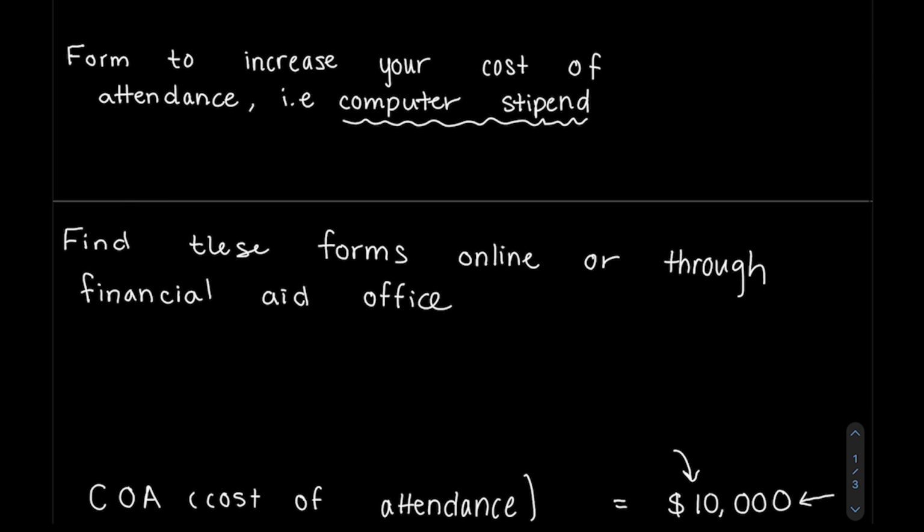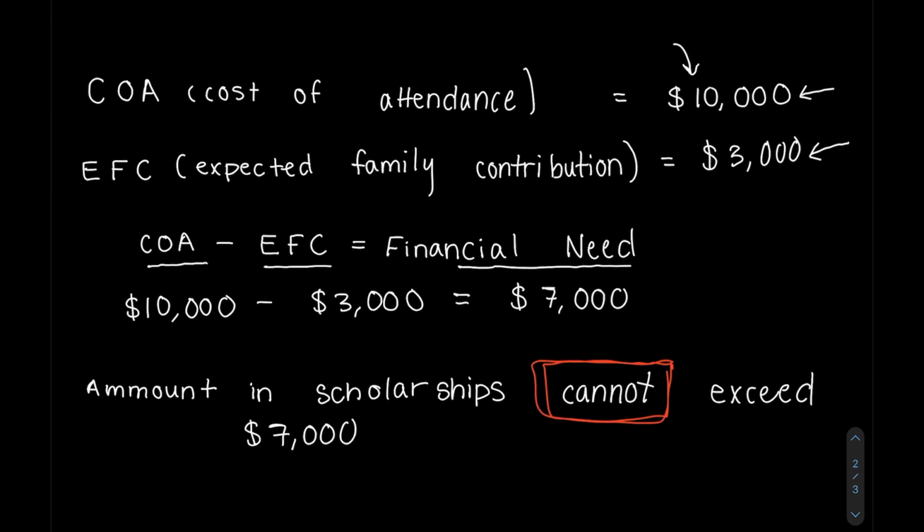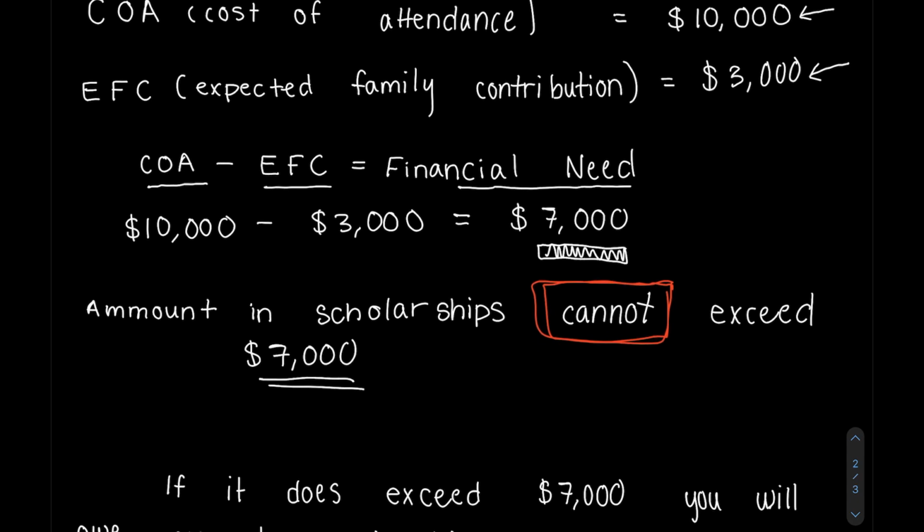So I'll end this with an example. Say that your cost of attendance was set at $10,000. Your expected family contribution was $3,000, and they set your financial need at $7,000, which is your COA minus your EFC. I'm just going through this one more time. The amount in scholarships cannot exceed $7,000, and if it does, you'll get scholarship displacement.